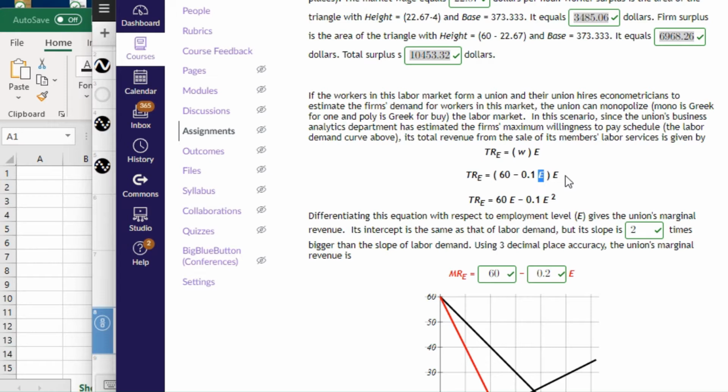So if the union was interested in maximizing the amount of funds their members collectively generate in employment, then they would choose an employment level of 300. 300 is the maximum amount of money the union can extract from the employers in this particular labor market, right? Because that's a property of a parabola. It goes up, it peaks, and then it declines. And the peak of that curve is halfway between the zeros, right? When E is 0 and when E is 600, total revenue is 0. So this curve is symmetric, and the peak occurs halfway between 0 and 600, right?